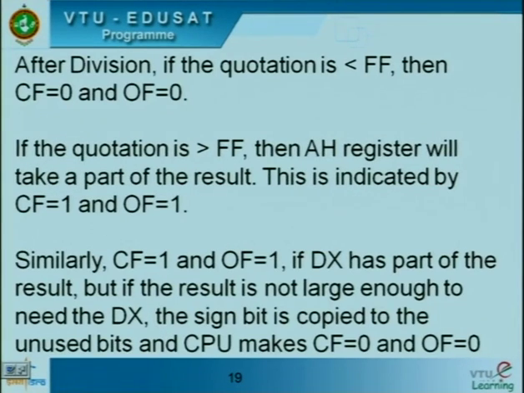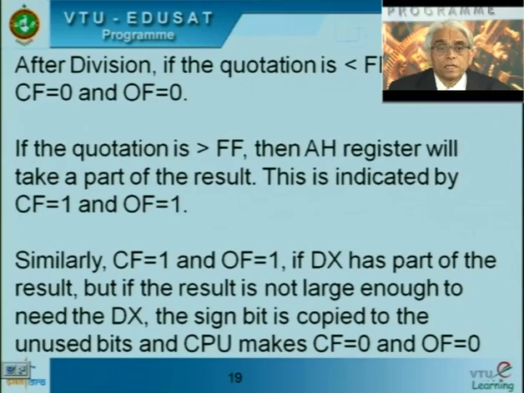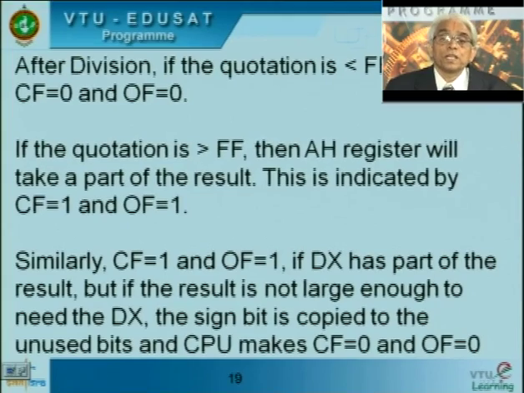There is quite an important point which you need to check after the division. If the quotient is less than FF, especially when we are trying to perform a 16-bit by 8-bit division, then CF will be equal to 0 and overflow will be equal to 0. That means that the quotient whatever you have got is right and the remainder is available in AH register as the remainder. If the quotient is greater than FF, that means that when you are performing a division operation and the quotient is greater than 256 decimal or FF hexa, then AH register will take part of the result. So that means that you do not get the remainder, but you get the quotient itself extended to AH register.